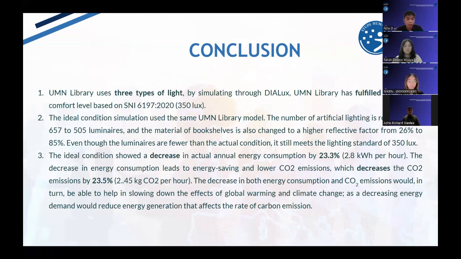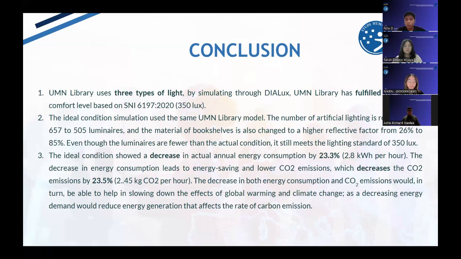The second point is the optimization that we did, which is the ideal condition simulation that used the same model, while also reducing the number of luminaires and changing the material for the furniture. We found out that even though the luminaires are fewer than in the actual condition, it still meets the lighting standard. The third and last point is that the ideal condition showed a decrease compared to the actual condition for the annual energy consumption by 23.3%, and for the carbon dioxide emissions by 23.5%.